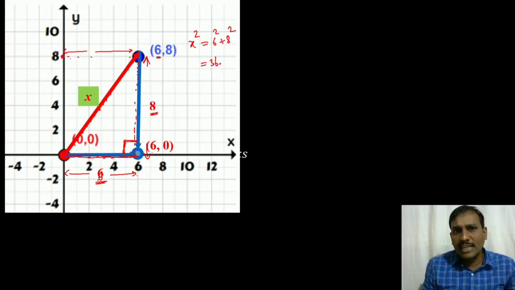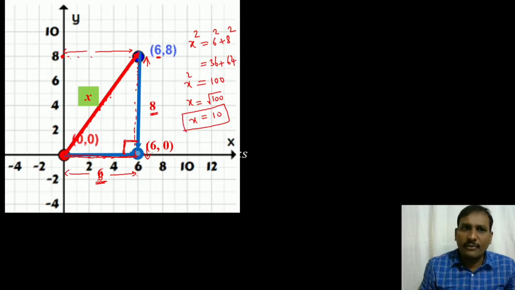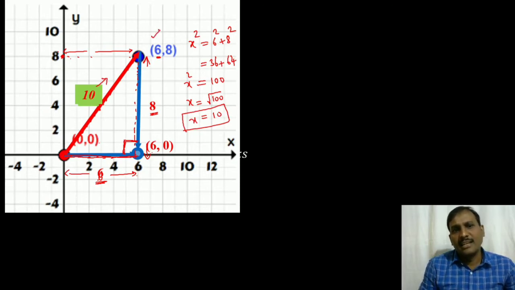6 square is 36, 8 square is 64. So x square, 36 plus 64 is 100. Therefore x is equal to root 100, that is 10. We have to consider only the positive value as we are finding the distance here. So what is the x value? It is 10 units. So this is the distance between 0 comma 0 and 6 comma 8.